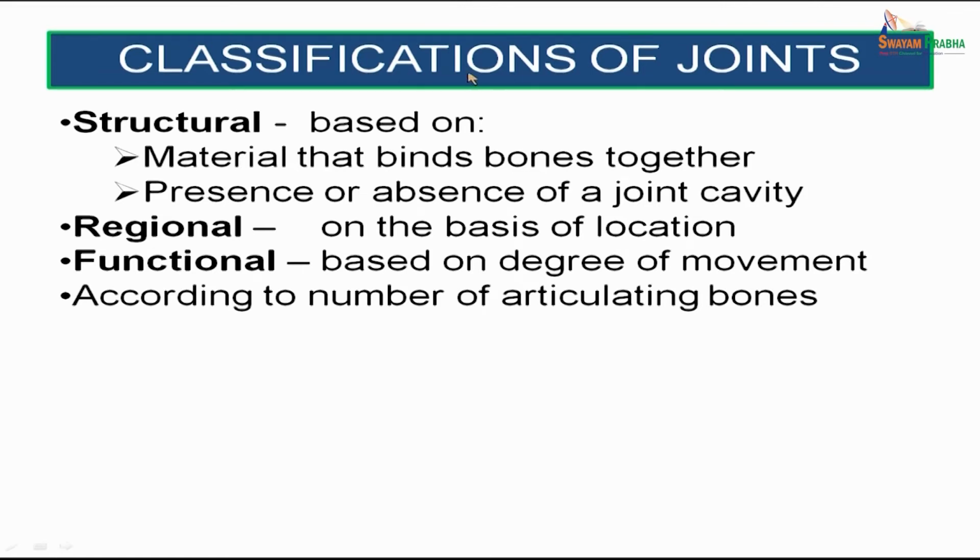So, how do we study joints? We study the joints by classifying them. The classifications are of various types. First, we can classify the joints based on how they are constructed or what is their structure. That means, what is the material that binds the bones together and whether these joints have a cavity or not. Then we can classify them according to regional or on the basis of where these joints are located. Then we can classify them as functional classification, that is based on the degree of movement allowed by each joint. In addition to these very important classification types, structural, regional and functional, we can also classify joints according to the number of bones present within the articulations.